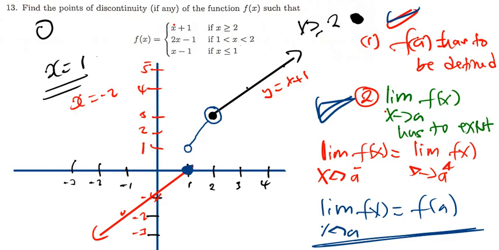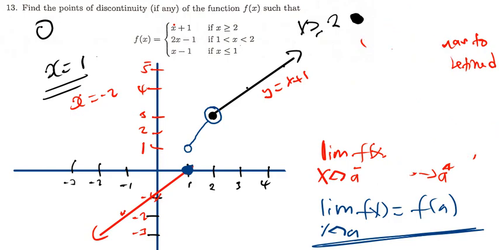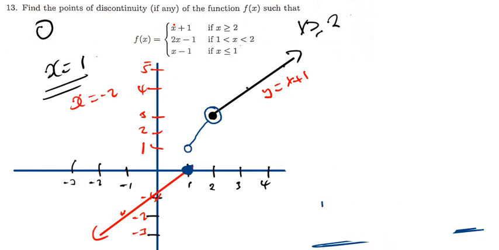So let me start with this. Let me pick a number. Should I pick 2? Is it continuous at 2? Let's start with 2. When I say f of 2, I want you to understand this. So I'm going to say, is the function continuous at x is equal to 2?